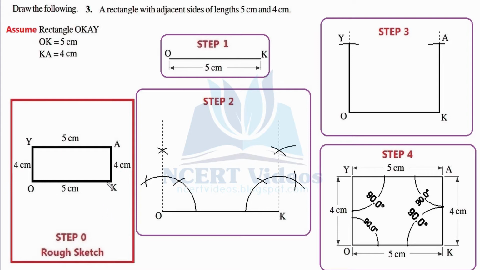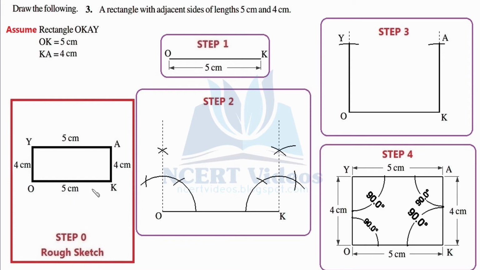So in step number 1, we simply construct line segment OK with actual measurement from the ruler and jot it down as 5 cm, putting its vertices as O and K, the same as we did in the rough sketch. Step number 2, since we know that all the internal angles of a rectangle are 90 degrees, we need to construct 90 degrees at vertices O and K.